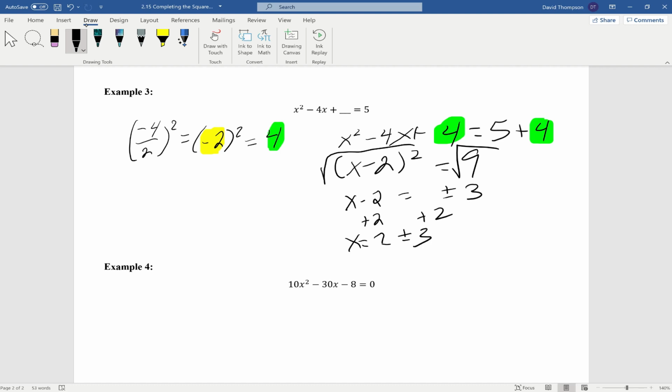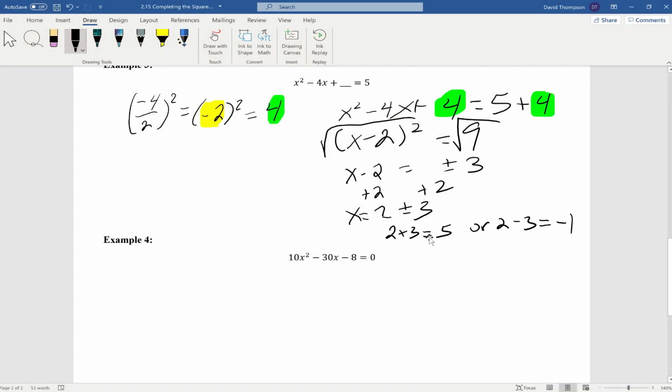So we can split this into two solutions: 2 plus 3 or 2 minus 3. 2 plus 3 will be 5, and 2 minus 3 will be negative 1. And we're done solving this by using complete the square.